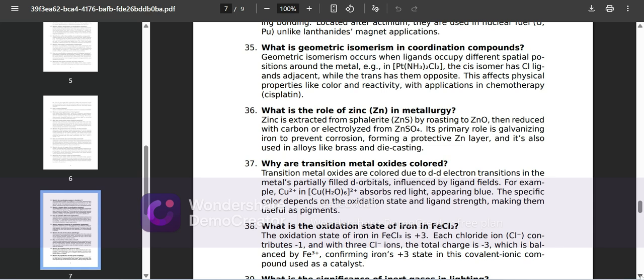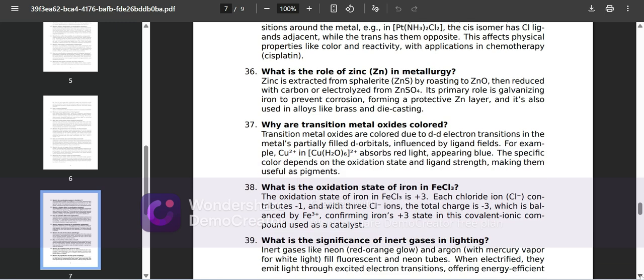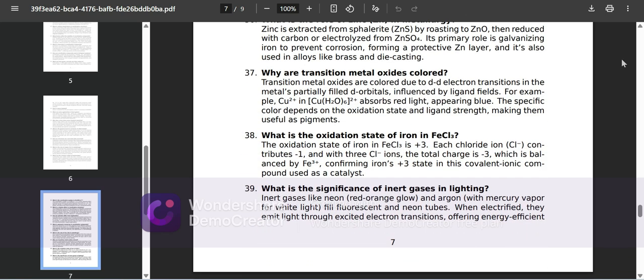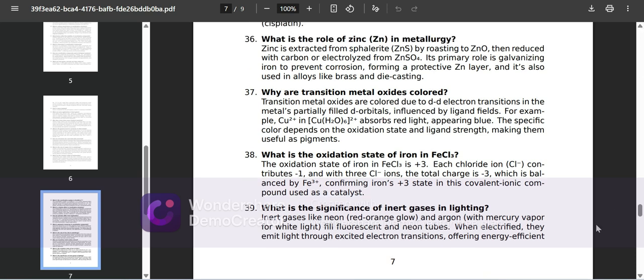What is geometric isomerism in coordination compounds? Geometric isomerism occurs when ligands occupy different spatial positions around the metal. Example: in [Pt(NH3)2Cl2], the cis isomer has Cl ligands adjacent, while the trans has them opposite. These affect physical properties like color and reactivity, with applications in chemotherapy, such as cisplatin. What is the role of zinc?